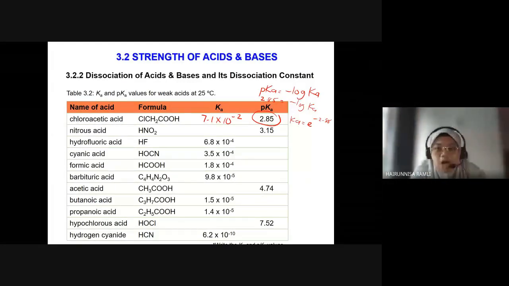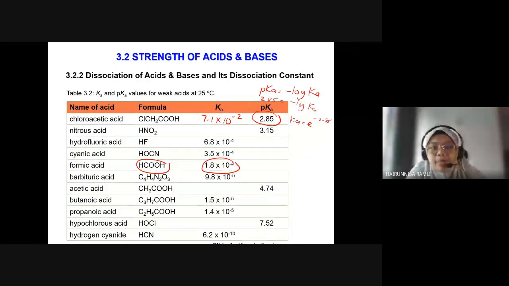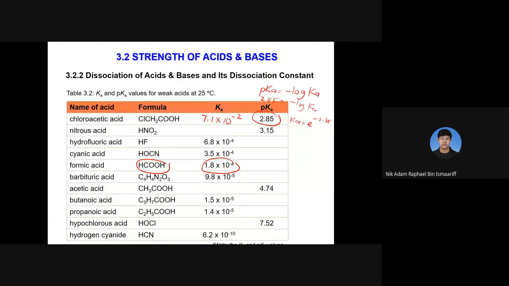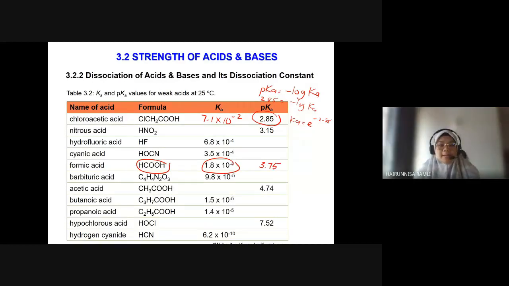How about let's say ni formic acid. What is the value for pKa? This is 1.8 times 10 to the power of negative 4. What is the value for pKa? Mana saya letak saya punya calculator? Cuba kira bagi jawapan kat saya. Guna formula tadi ya, negative log. Tujuh empat lima lah. Okay. So, you boleh kira lah yang lain.